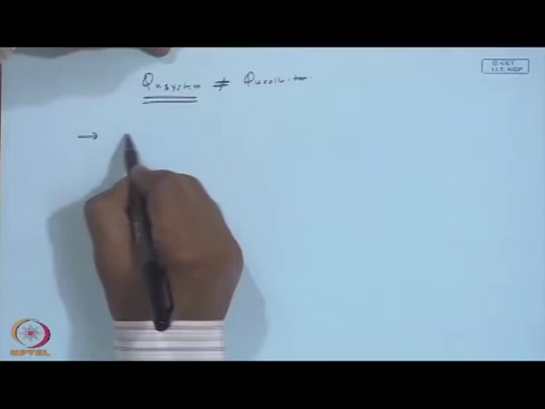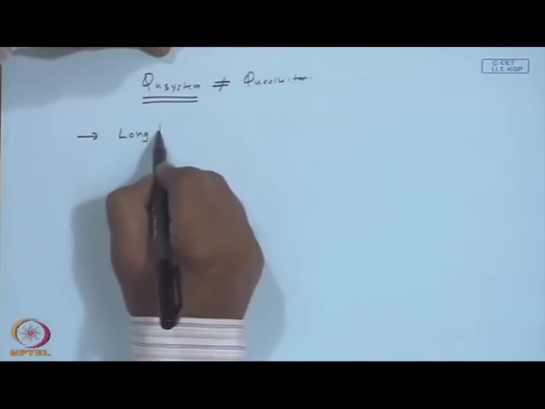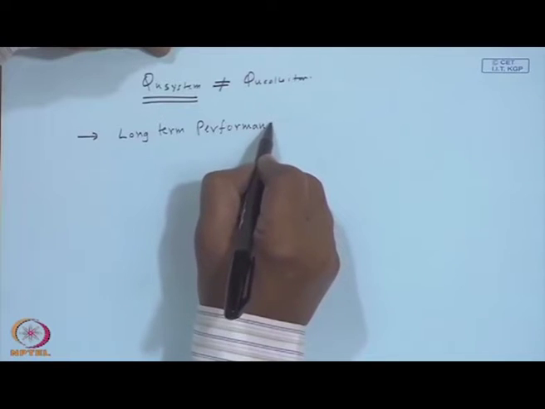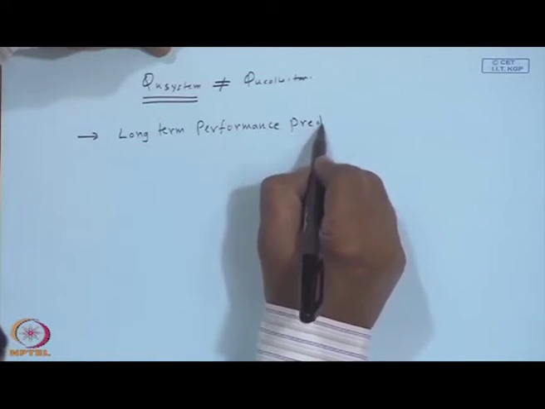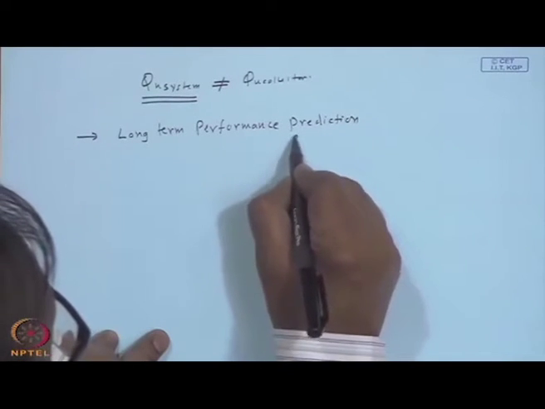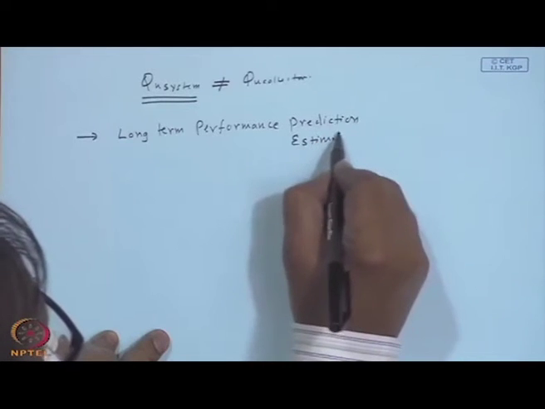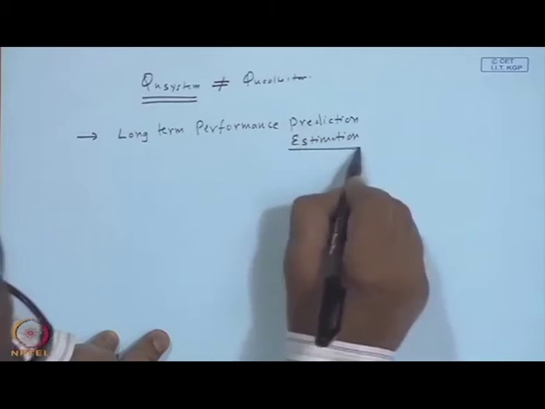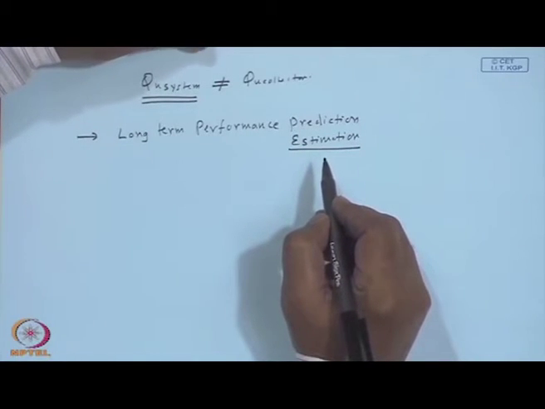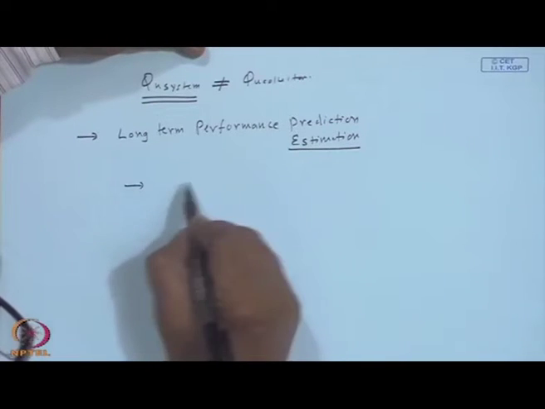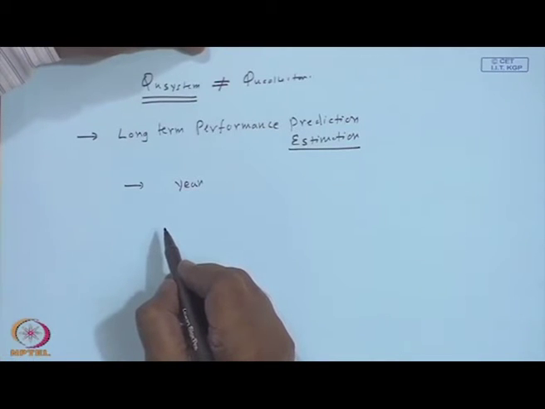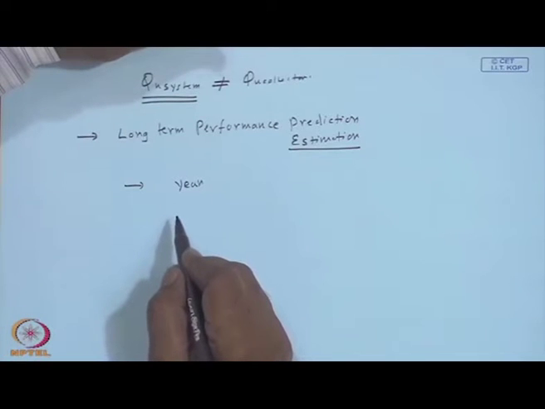So, now we will call it long term performance prediction. It is not a horoscopic prediction, you may call it estimation if you like, because some people get allergic about predictions. So, it is a long term performance estimation for the solar energy system. That period we choose a year normally. The reason, as I explained, is the meteorological cycle as well as the economic analysis.